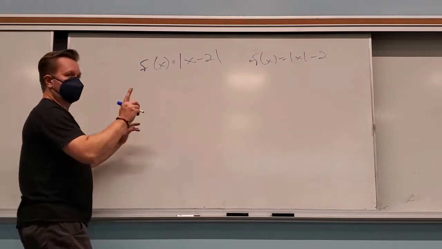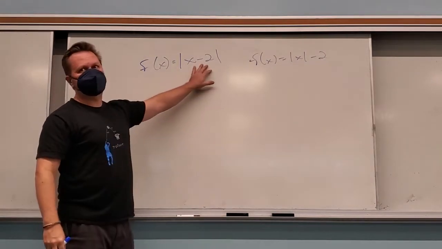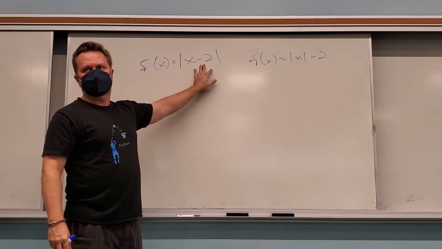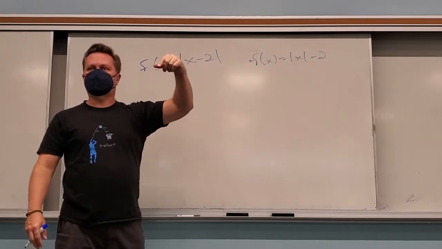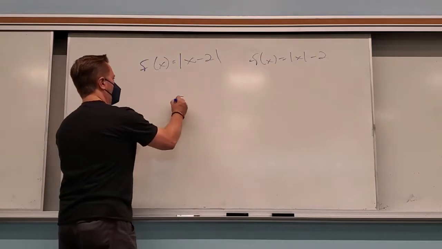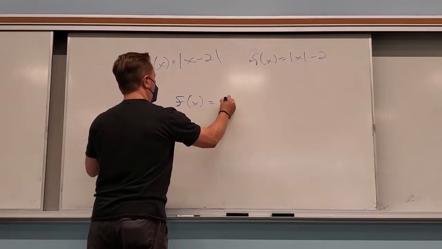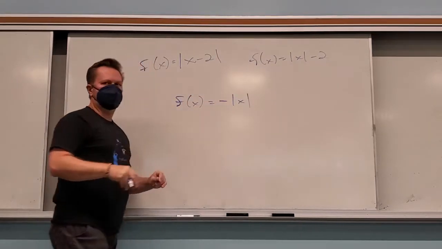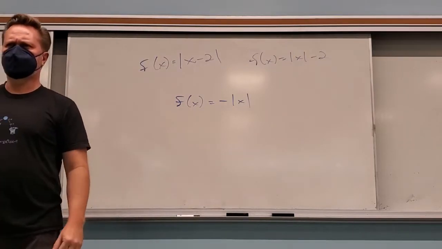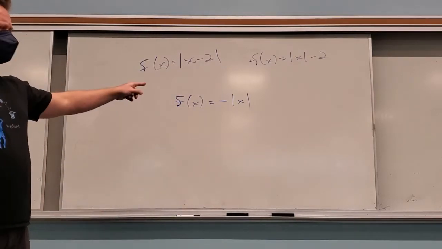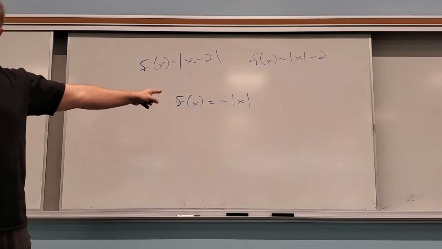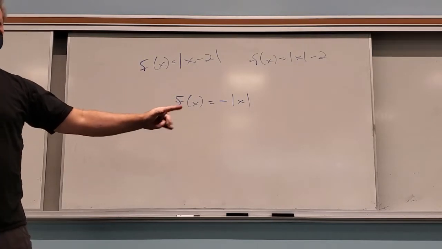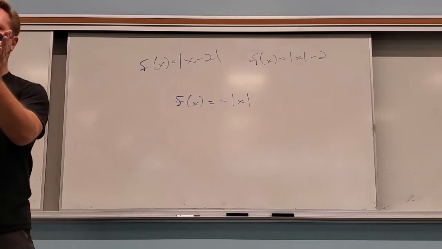Okay, so what I'm saying is, when it's inside with the x, it's a left-right thing. When it's outside, it's an up-down thing. So what would this do? Is it inside with the x? Is that inside with the x, for example? No. Okay. Appreciate the easy questions.